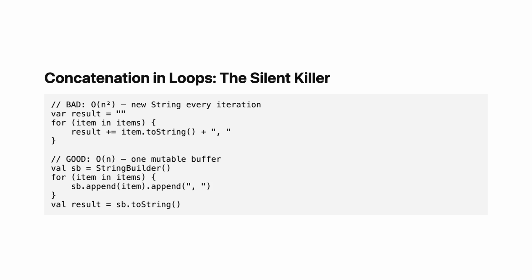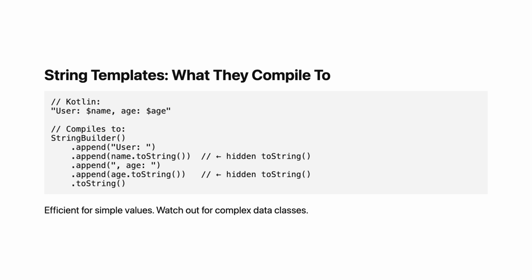Kotlin's string templates are one of the language's nicest features. You write user, name, age, and it feels natural and clean. But what does the compiler generate? It creates a StringBuilder, appends user, appends the result of name.toString, appends age, appends the result of age.toString, and calls toString on the builder. This is efficient for a single template expression. One StringBuilder, a few appends, one final string.